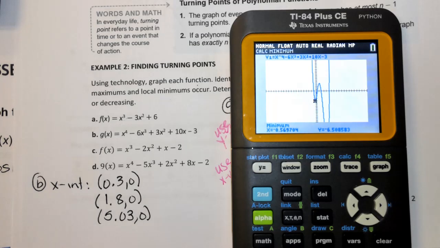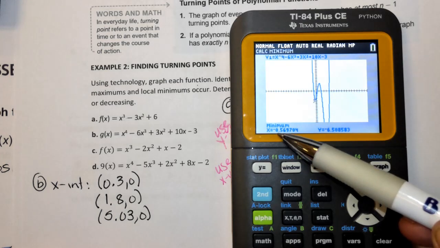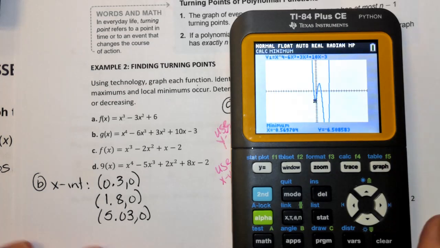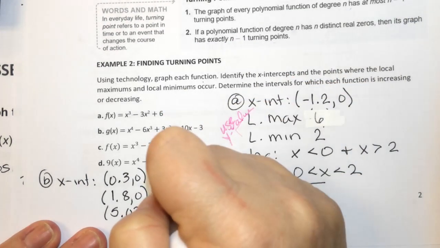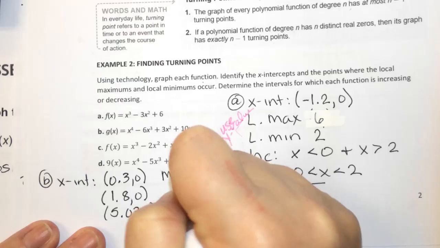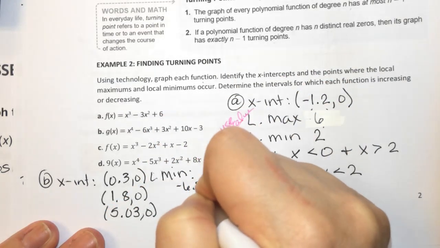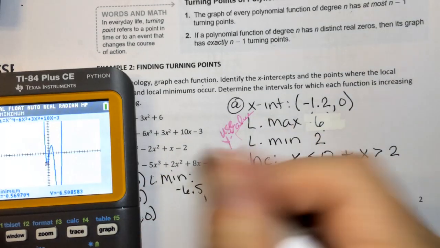Now remember that when you're using your minimum and maximum values, you're talking about the y value. So we're not looking at this value, we're looking at this one. So we could round that to tenths place and say that that local minimum is negative 6.5. All right, so we got our minimum is negative 6.5, so that is one of them. All right, we'll find the other one in just a minute.